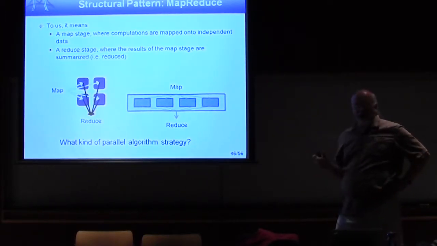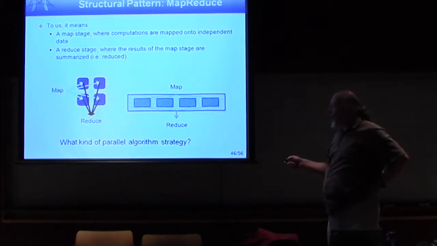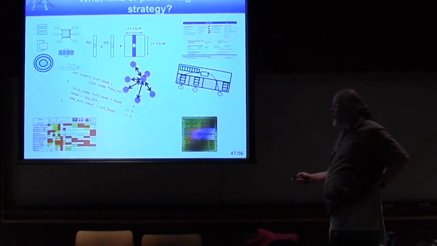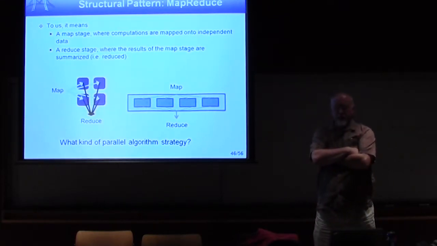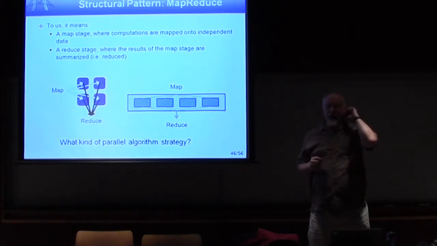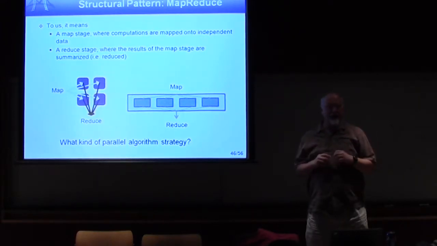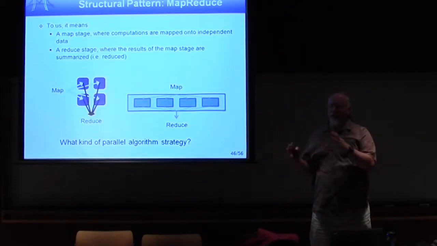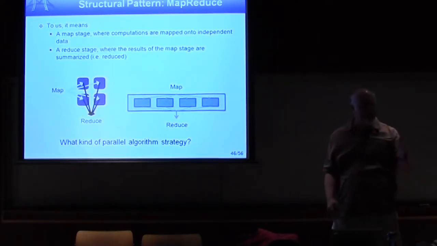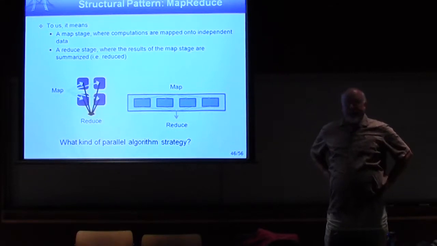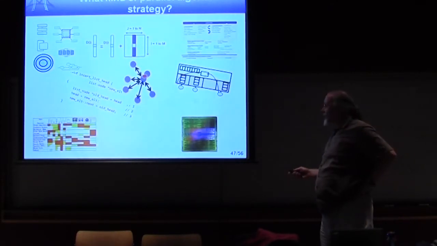Recall that our definition is a little bit different from Google's. You map a computation across independent sets of data, and then you reduce it back together. So what kind of parallel algorithm strategy is that? Or actually, I should never say it that way. It's an artistic decision, right? Ranch house, colonial, right? The question is what kind of pattern best suits it? Is it data parallelism? Data parallelism sounds about right to me.